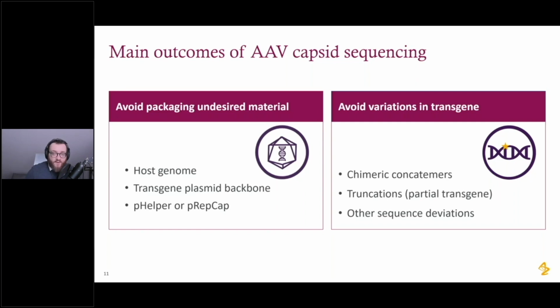The other category of errors that can arise are not from packaging itself, but rather from the content of the sequence. That would be things like truncations or other sequence deviations. Think about SNPs or other variants, short indels, and, particularly due to the nature of the ITR to ITR region, something that can arise is chimeric concatemers, which is also an undesired outcome in many cases.